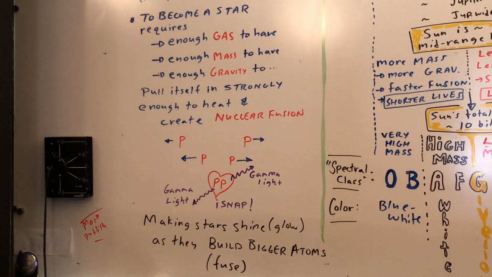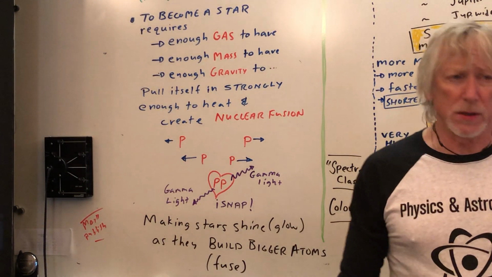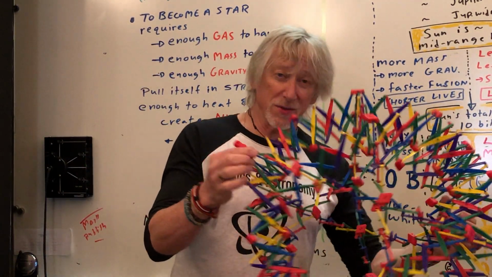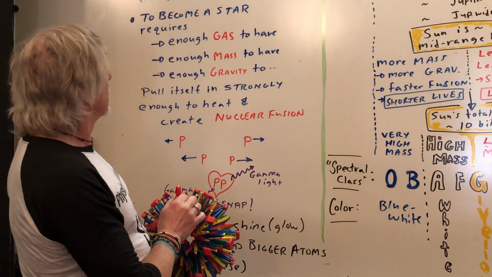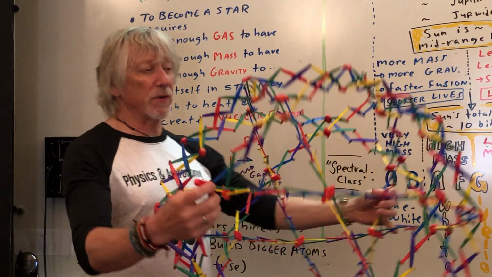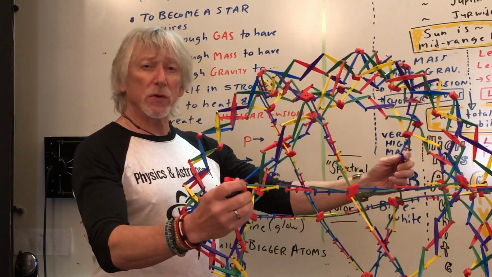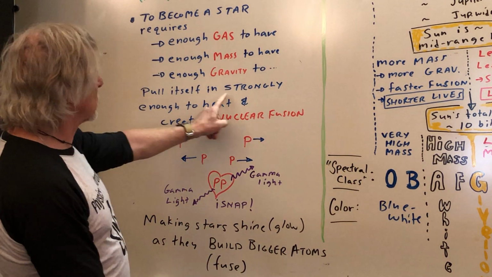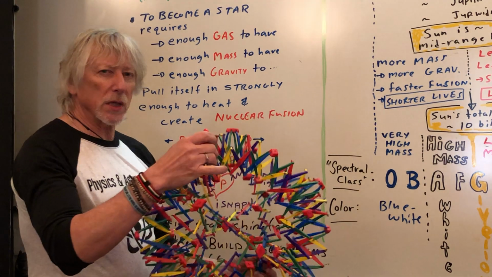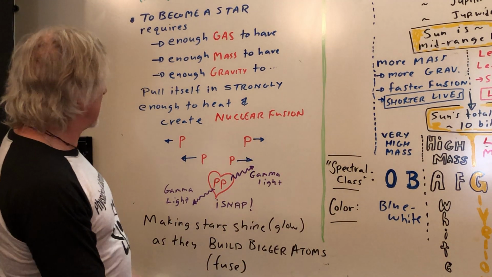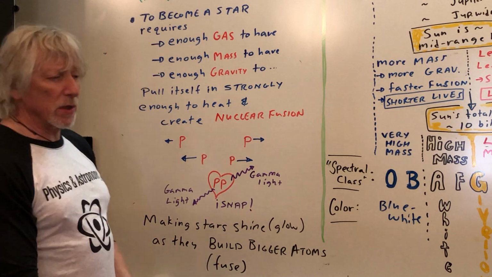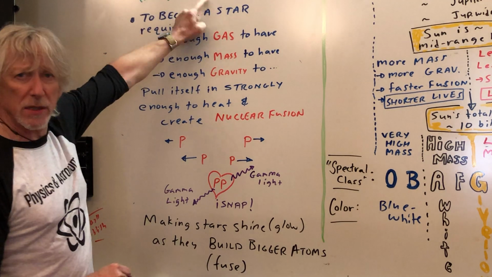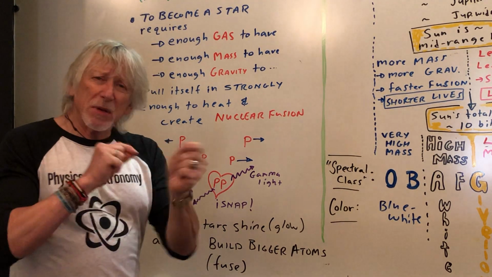So that's it. You need enough gas to have enough mass, to have enough gravity to pull very slowly together. It pulls together so strongly that it keeps squeezing and it gets hot. So it pulls itself together strongly enough, it'll heat up, and that means that the gas inside of it, all gas, the gas gets hot, and that means that the gas is going fast.